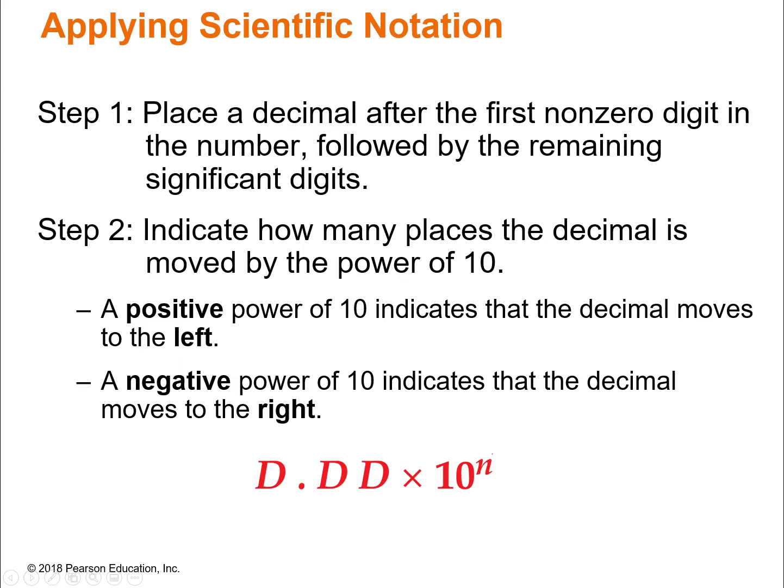So these are the rules that I kind of went through by giving you 2 examples. But I know that some folks need the rules written out, not just an example done. So, applying scientific notation. You place the decimal after the first non-zero digit in the number, followed by the remaining sig figs. Then you indicate how many places the decimal has been moved using the power of 10. Positive power means that you move the decimal point to the left. Negative power, you move the decimal point to the right.